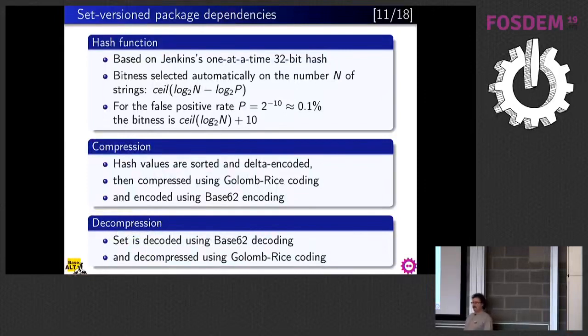And then it's converted into an alphanumeric representation using base 64. Base 64 is just 26 multiplied by 2 plus 10. That's why. This way, these sets are human readable. And for decompression, you do essentially the same, but in reverse order. You decode these base 64 strings and then decompress them using Golomb-Rice coding.